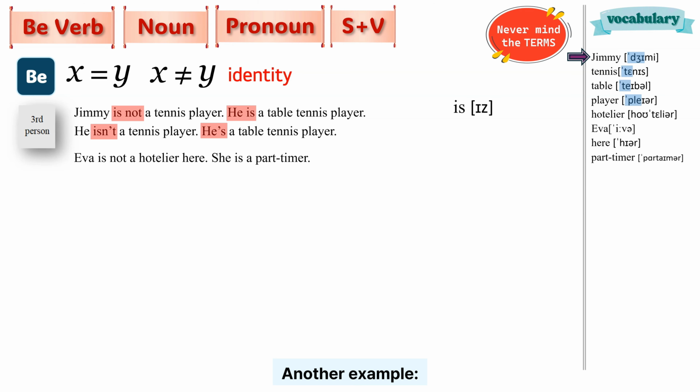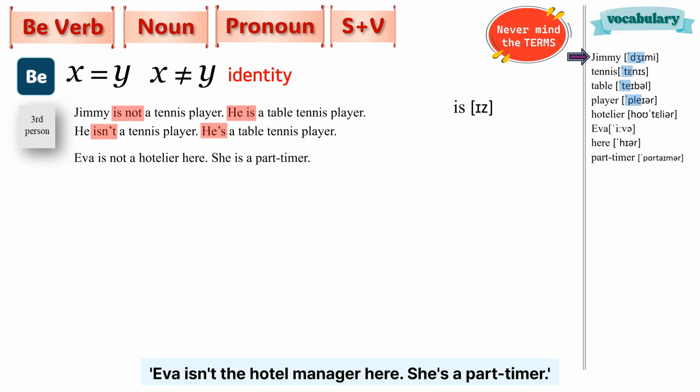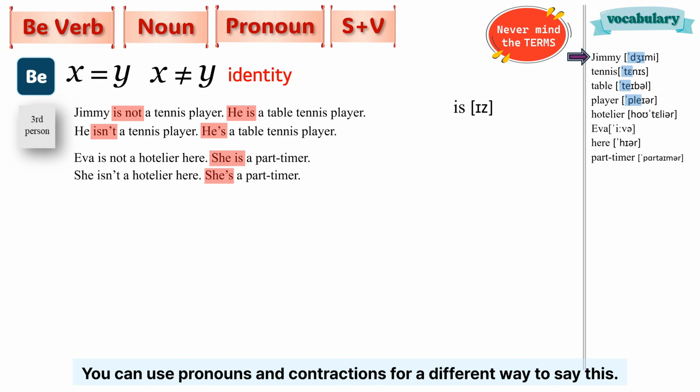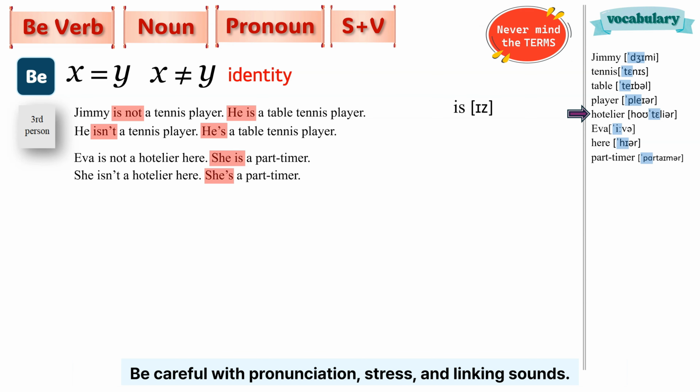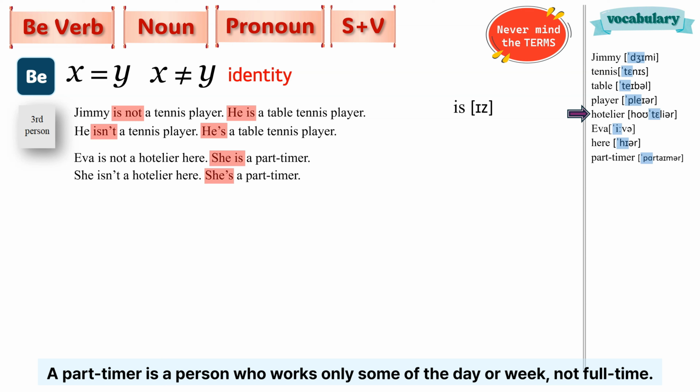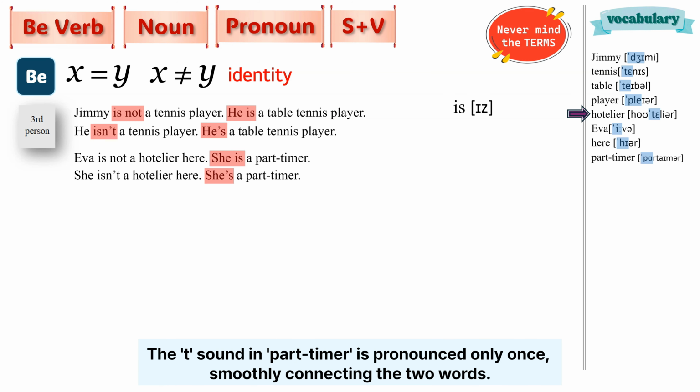Another example, Eva isn't the hotel manager here. She's a part-timer. You can use pronouns and contractions for a different way to say this. Be careful with pronunciation, stress, and linking sounds. The stress in hotelier is on the middle syllable. A part-timer is a person who works only some of the day or week, not full-time. The T sound in part-timer is pronounced only once, smoothly connecting the two words.